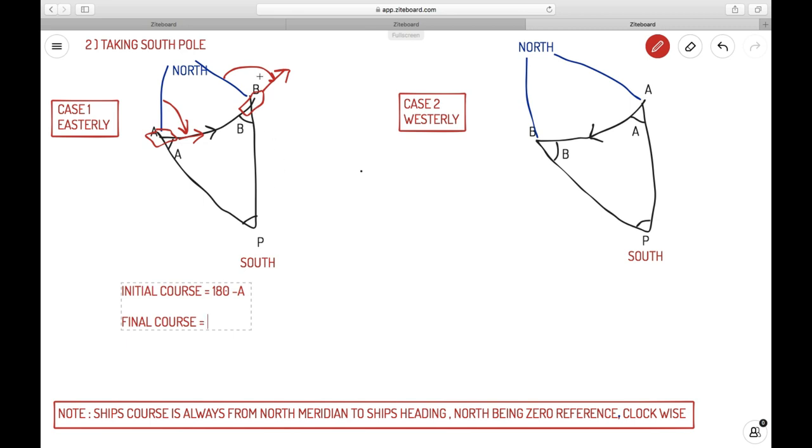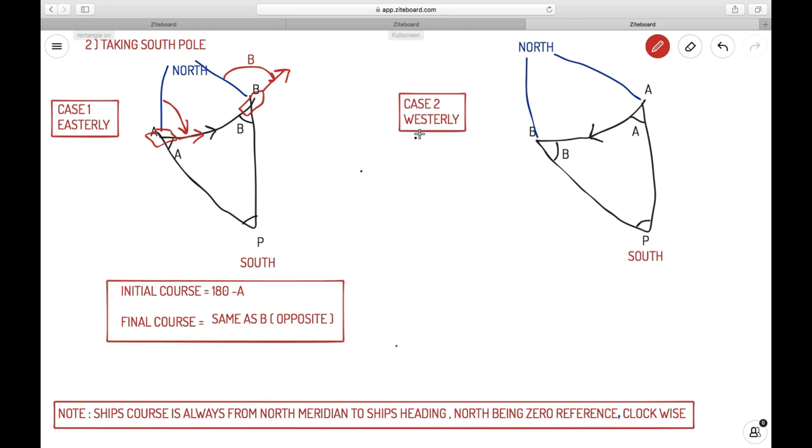And your final course will be, see the diagram, you have angle B, and if you see this diagram, this angle B will be the same as this one. This means these angles are diametrically opposite, so your final course will be the same as B. That's opposite angles. So we are done with them.